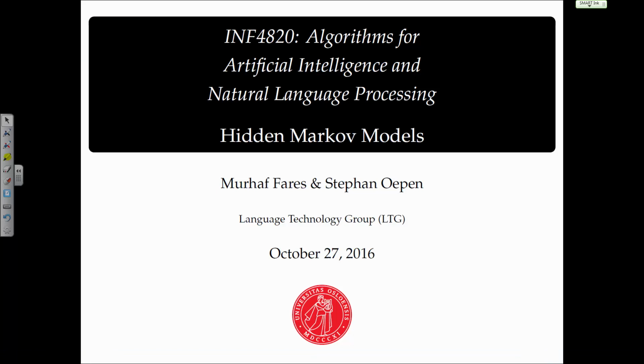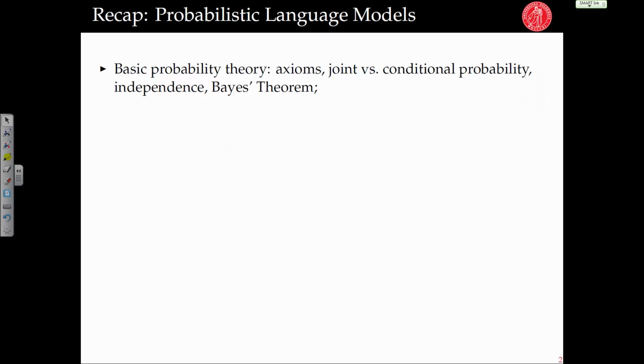Today's lecture is going to be about hidden Markov models, and the main focus will be to learn how to predict a sequence of labels, or in other words, also assign a probability to a sequence of labels, or what we call sequence labeling in general. But before we start with today's topic, we'll just, as usual, do a quick recap of last week.